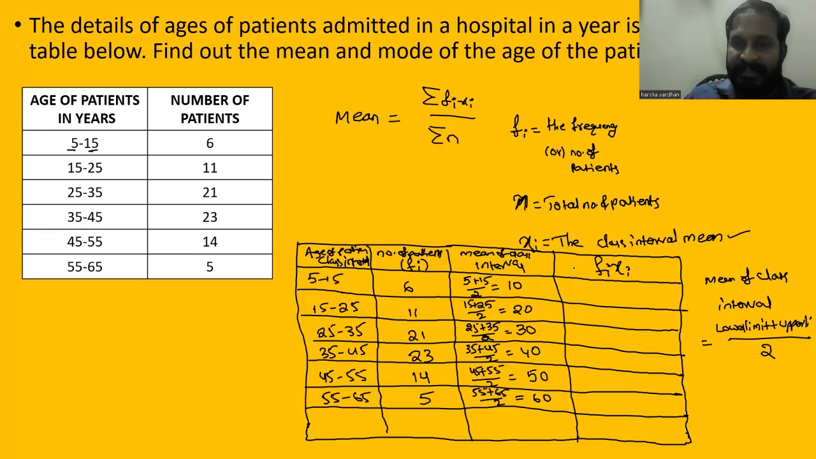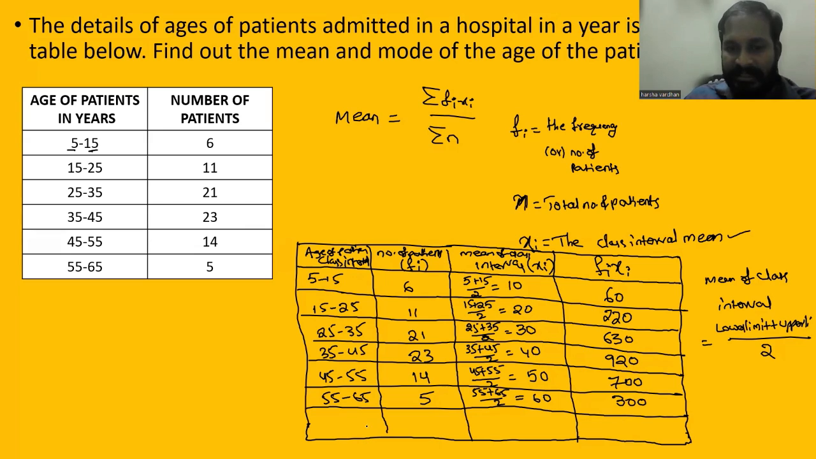Next, Fi xi. This is nothing but Fi times xi. So Fi xi: 6 tens are 60. 11 20s are 220. 21 3s are 63 and 0, 630. 23 4s are 92 and 0, 920. 14 5s are 70 and 0, 700. 5 6s are 30 and 0, 300.